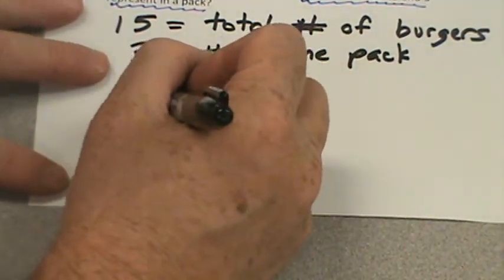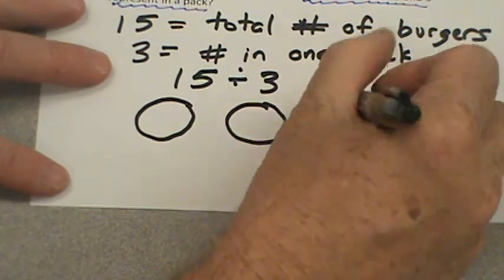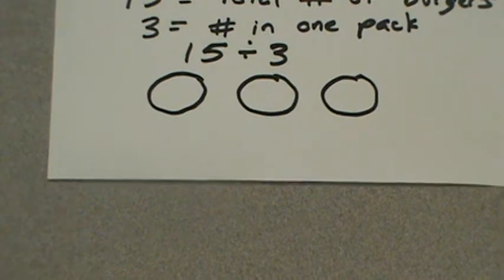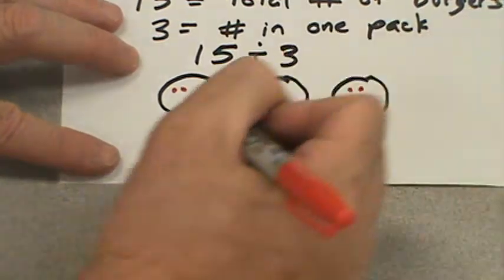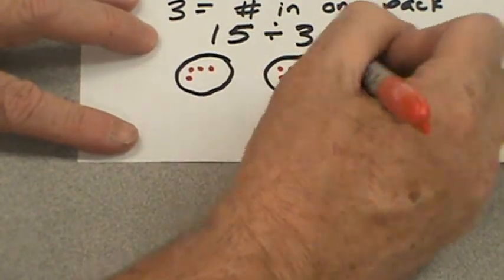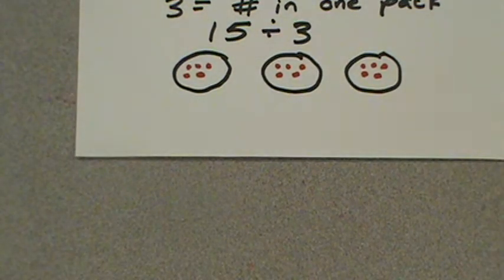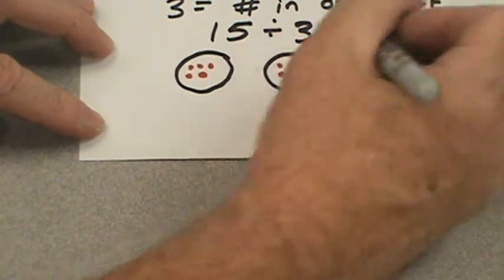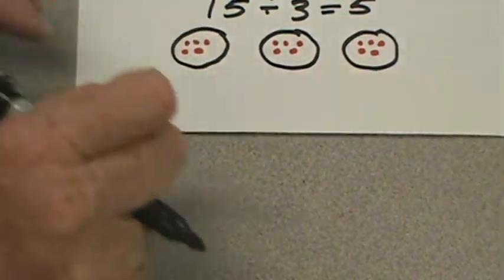So let's make 3, okay? And we'll go 1, 2, 3. And we're going to divide 15 by 3. So let's go ahead and go like this. 1, 2, 3, 4, 5, 6, 7, 8, 9, 10, 11, 12, 13, 14, and 15. What does it look like our answer is? How many units or dots do we have in each group? Well, it looks like we have 1, 2, 3, 4, 5. So there's our answer. She needs to buy 5 packs.